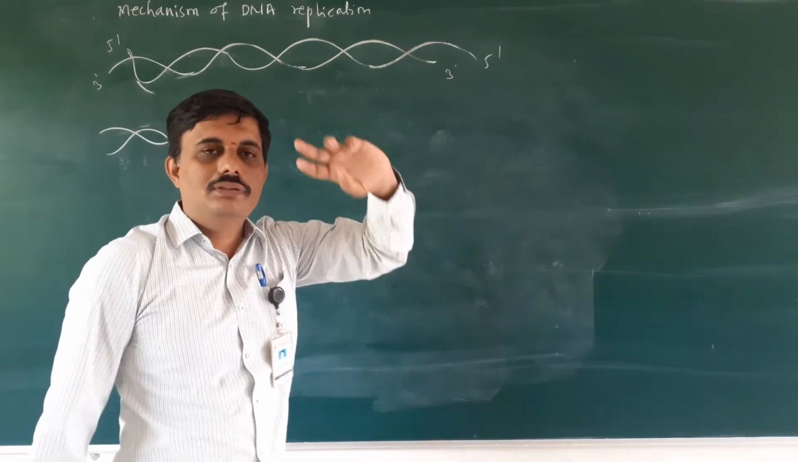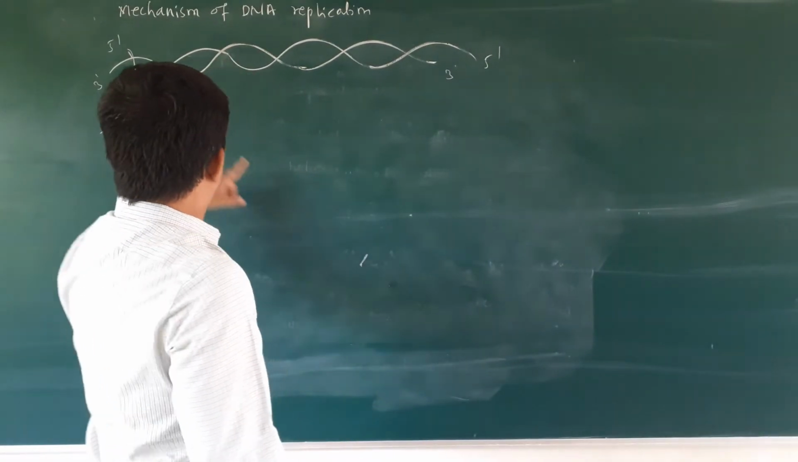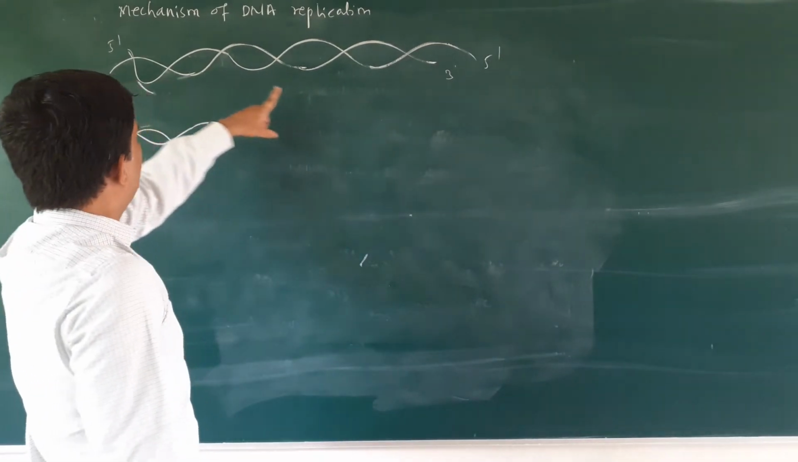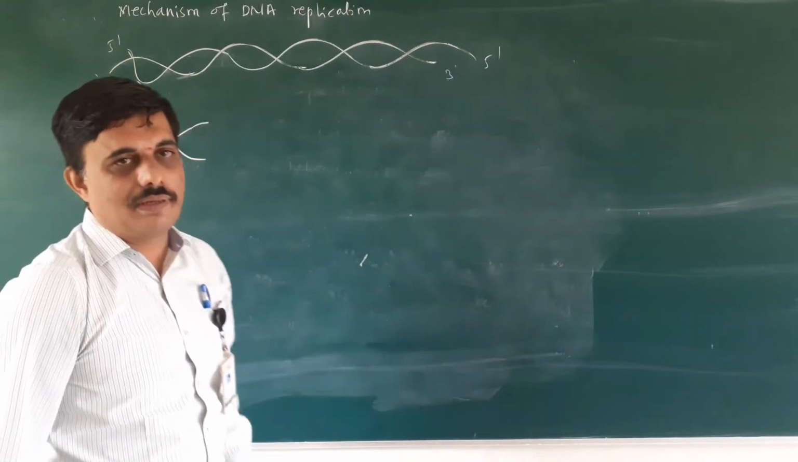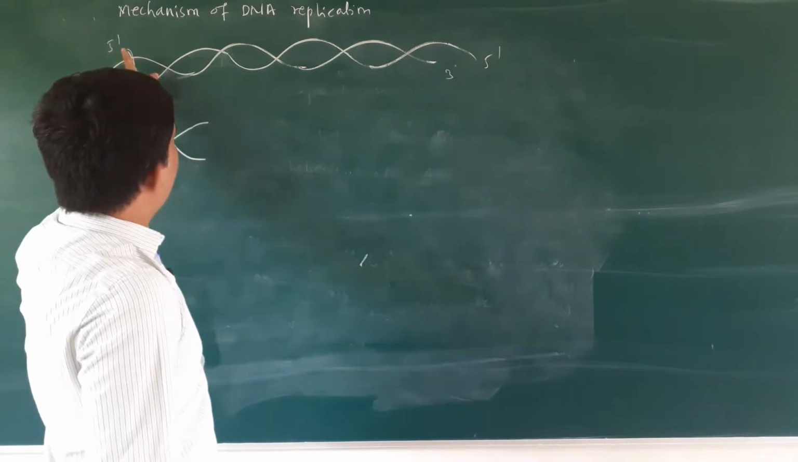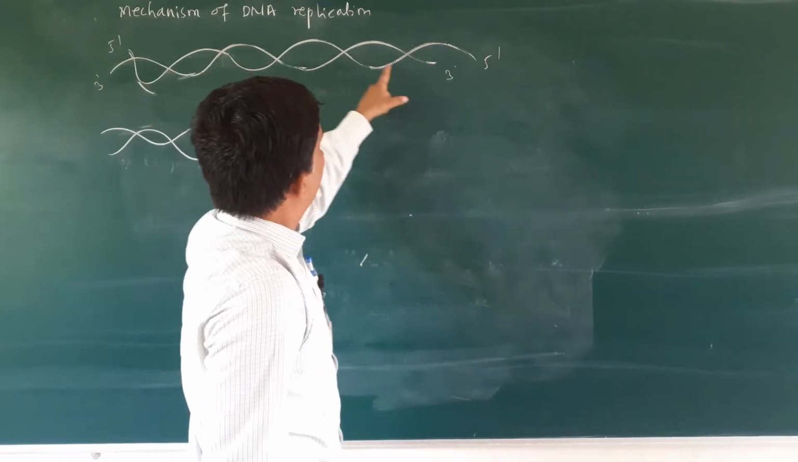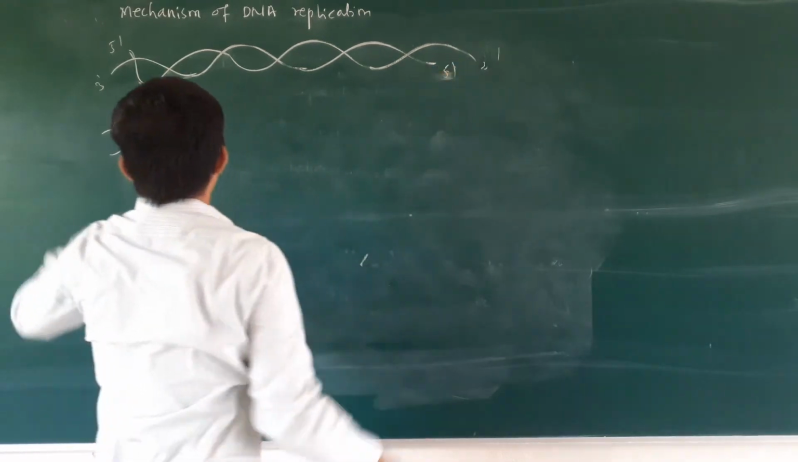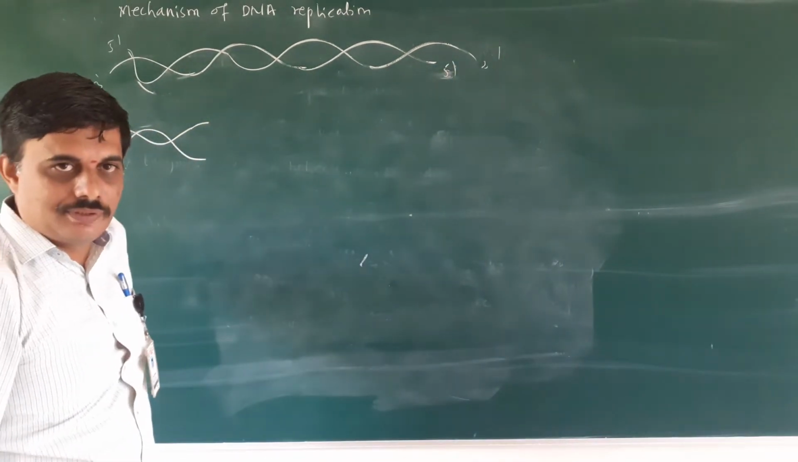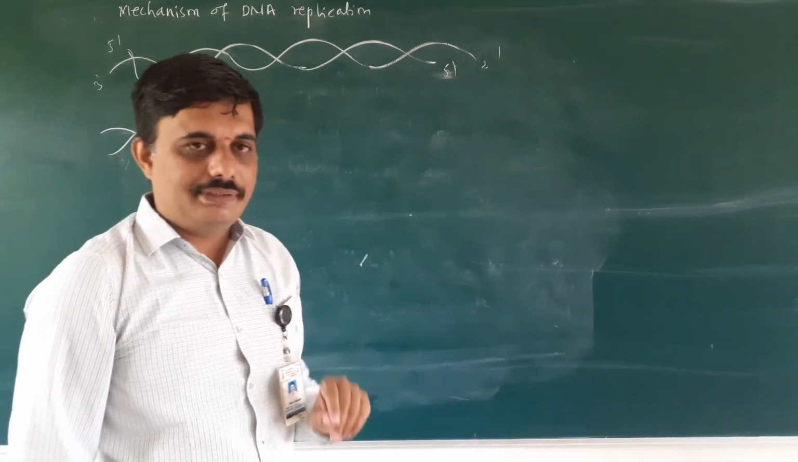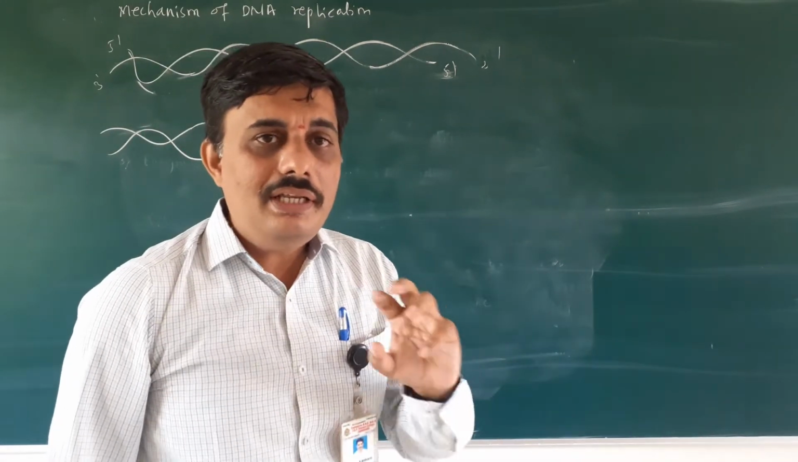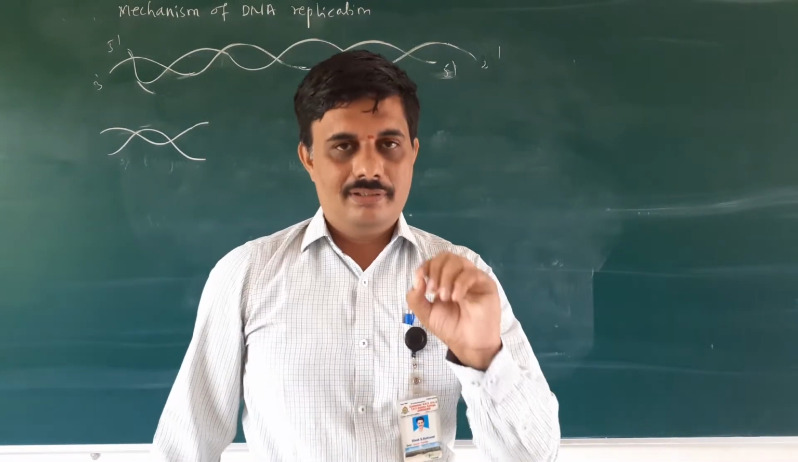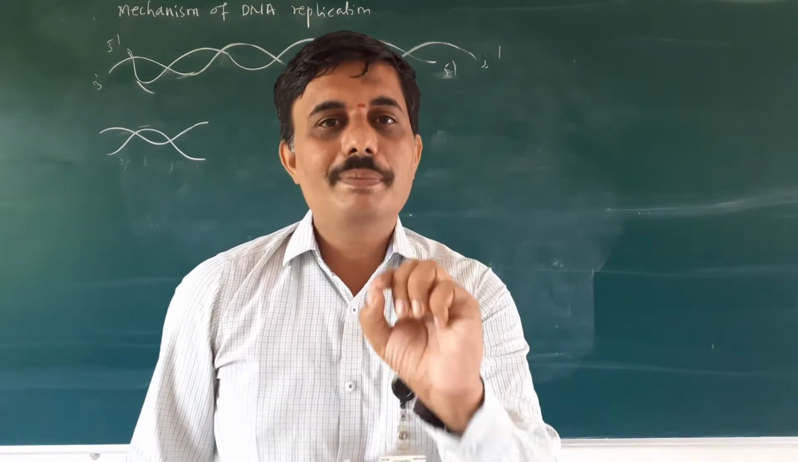This is the double-stranded DNA. One strand of the DNA is in the 5 prime to 3 prime direction. Another strand of DNA is in the 3 prime to 5 prime direction. So what happens here? The DNA helicases unwind the DNA at the ori site, the origin of replication.